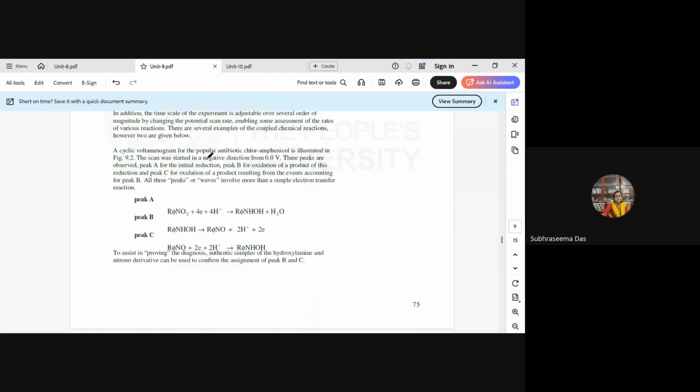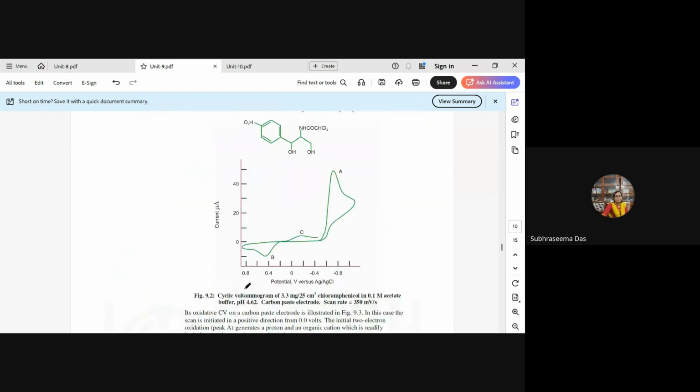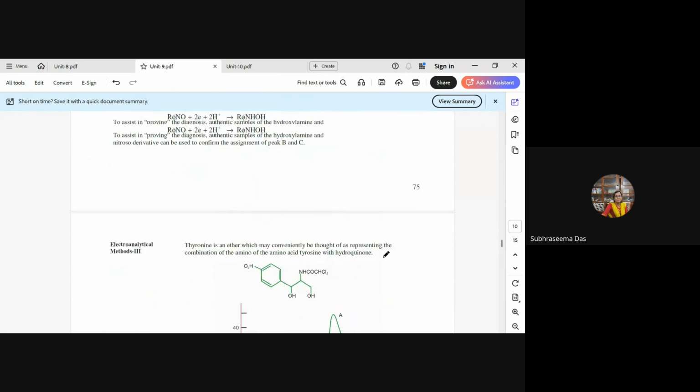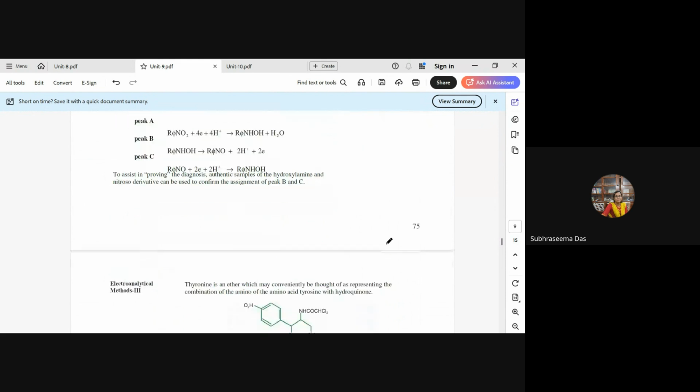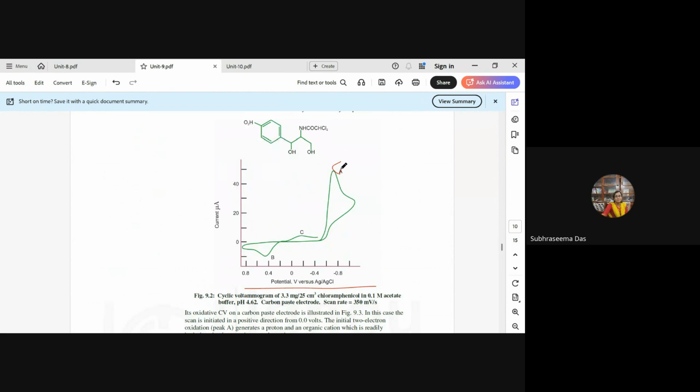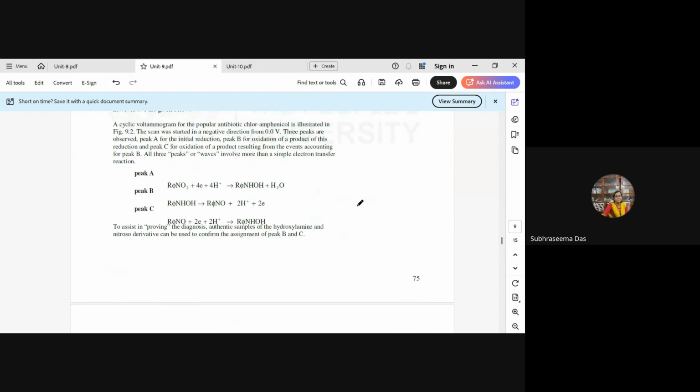A cyclic voltammogram for the popular antibiotic chloramphenicol has been shown in figure 9.2. This is the CV for chloramphenicol. It is a popular antibiotic. We see there are three peaks: peak A, peak B, and peak C. These are the three peaks obtained from the CV. Here peak A represents the initial reduction, peak B oxidation, and peak C is the oxidation of the product resulting from the events of peak B. Here are some of the reactions that have been utilized in the formation of peaks A, B, and C.